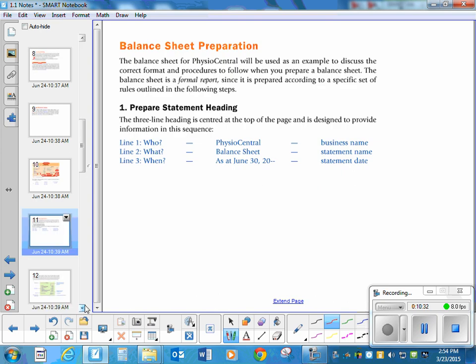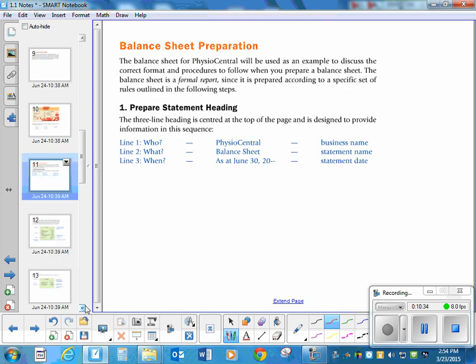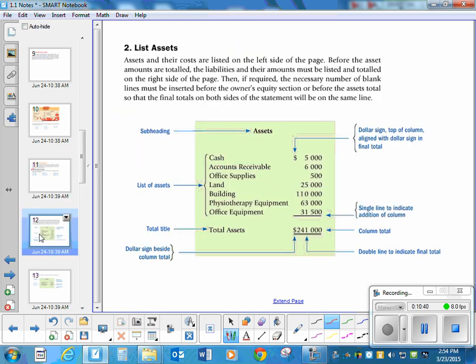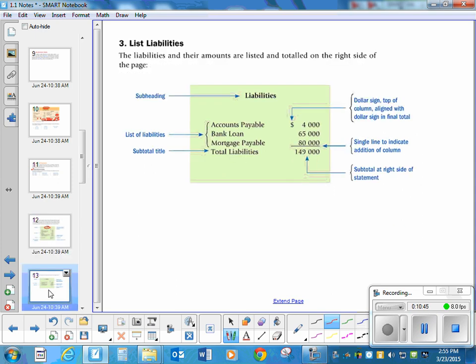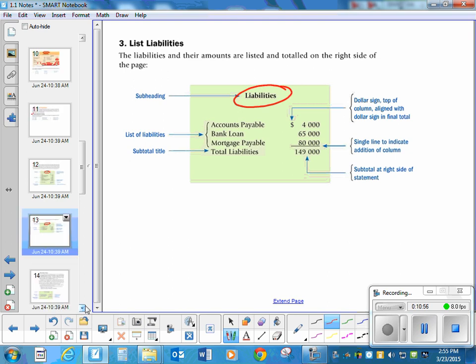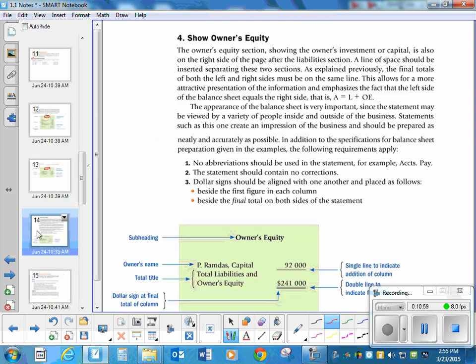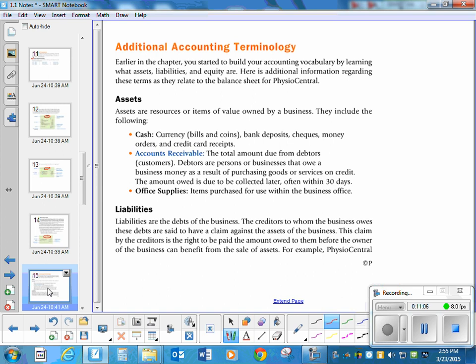Okay, so I won't go through all this. It is in the textbook because I've already gone through it with you. It talks about how to prepare the heading. It talks about the asset side, always on the left side. Talks about the liabilities, which is always on the right side. And it's a good idea to leave spaces between your titles and the numbers that you're listing, just so it makes it a little bit neater for the person to be able to read. And then owner's equity as well, which I've already talked to you about. Okay, I've kind of covered most of this too.